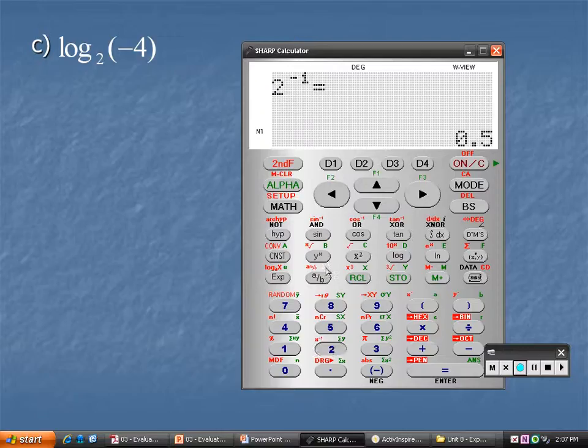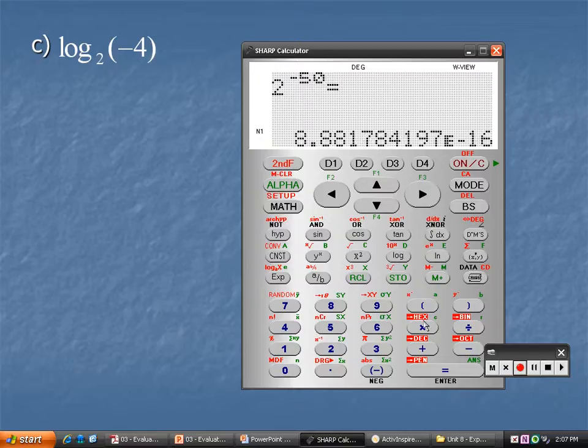And so even if you put a large negative value in here, say negative 50, equals 8.88 times 10 to the negative 16. This negative is talking about the exponent on 10. This is in scientific notation. This is very small. It's like 0.000000, like 15 times 888. So we're not talking about a negative number.